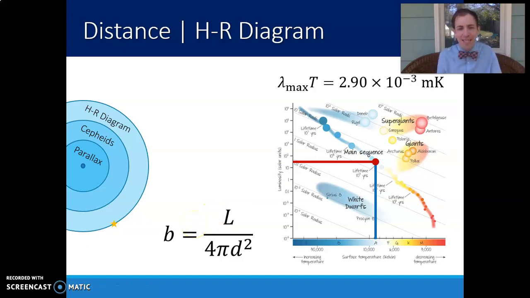And again, if we know the luminosity and we can measure the brightness here on Earth, all we need to do is plug it into this equation to figure out, okay, it's this bright here on Earth, but we know it's emitting this many watts. So how far away must it be that it is exactly this dim or this bright by the time it makes it to Earth? So in a very similar fashion, we can use an HR diagram to find the luminosity, and use luminosity and brightness to find distance.